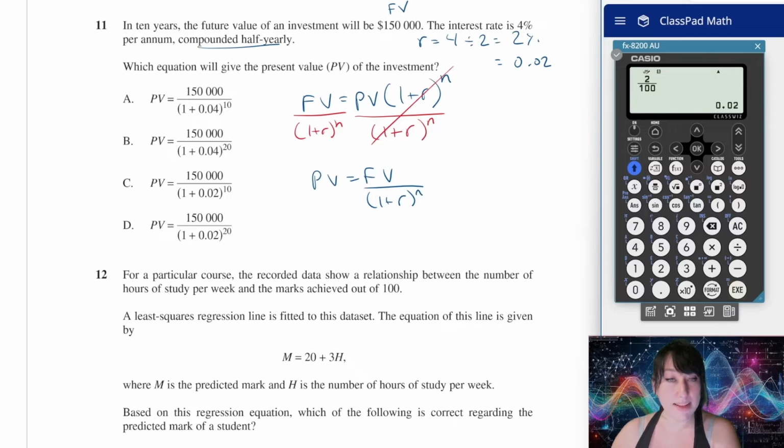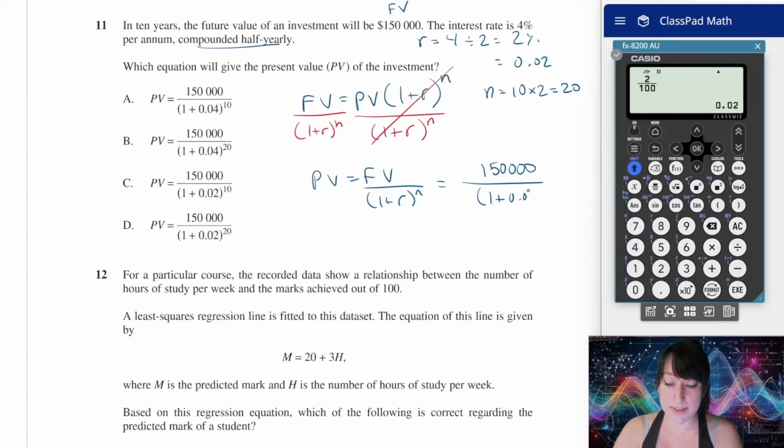Lastly, we'll need n. N is the number of compounding periods. Now, this goes for 10 years, but it is compounded every half year, as in twice a year. So n will be 10 times 2, 20 compounding periods. Now, if we put all that into the formula, we'll get our answer, 150,000 over 1 plus 0.02 to the power of 20. So the answer is D.